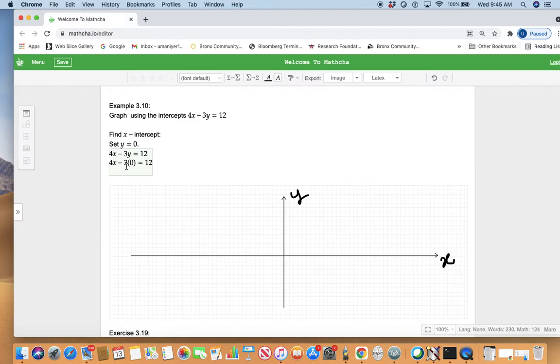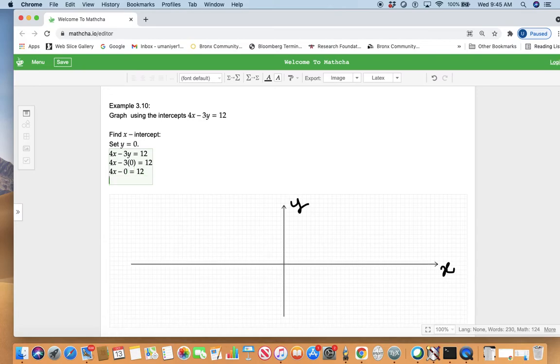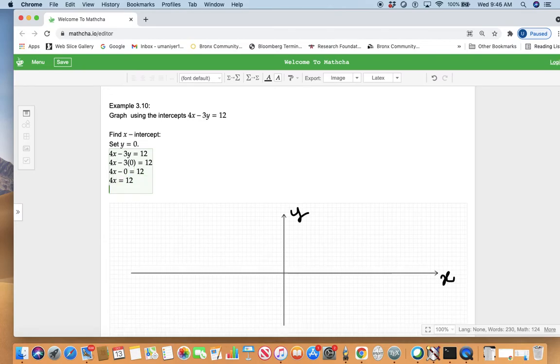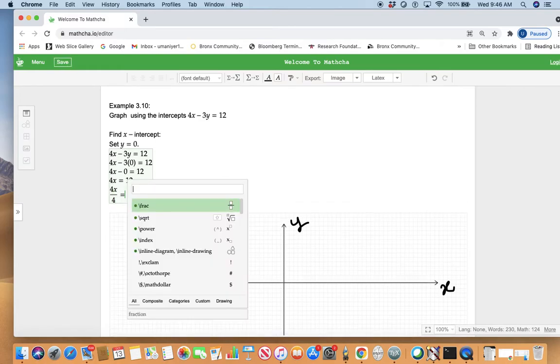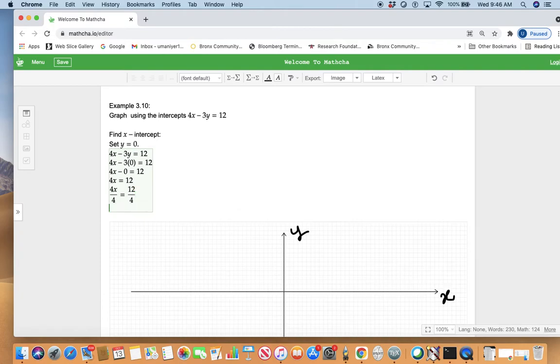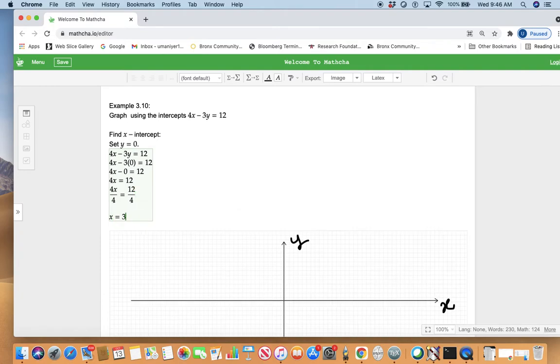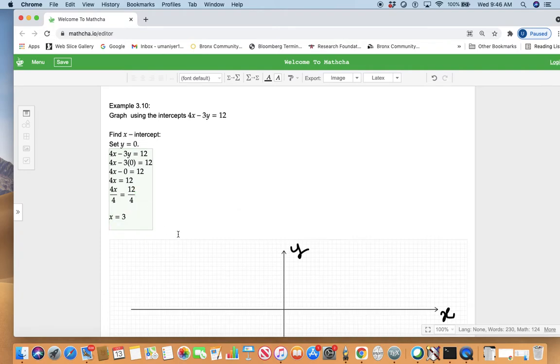So that gets me 3 times 0 is 0. 4x minus 0 is 12. 4x is 12. Divide both sides by 4, and you get x equals 3. So you got 1 point, which is the x-intercept. X coordinate is 3, y coordinate is 0.